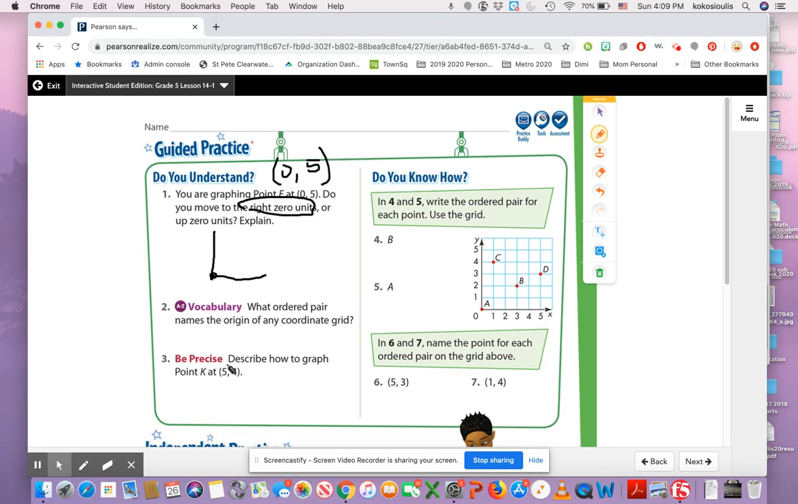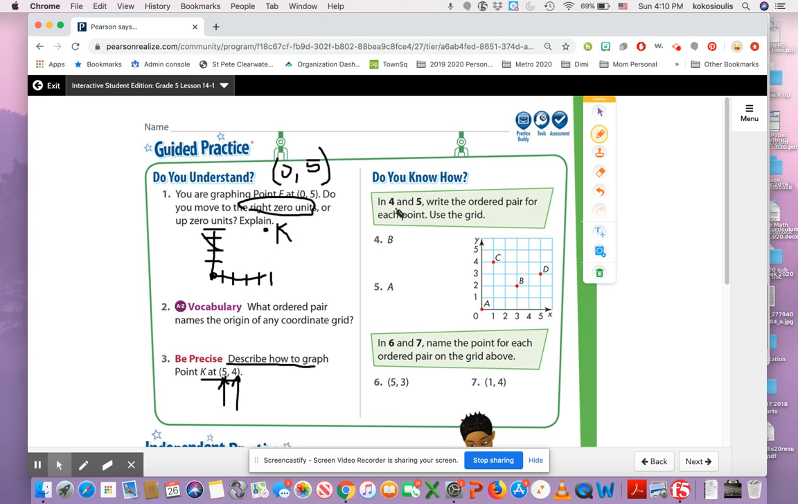Okay, describe how you're going to graph the point K at 5, 4. Well, x is 5, so that's the first thing we do. When we have a graph here, we go 1, 2, 3, 4, 5. That's where I start. But then this 4 tells me I have to go up 4. So remember, I'm right here. 1, 2, 3, 4. So 5, 4. This is point K. And we always label our points.